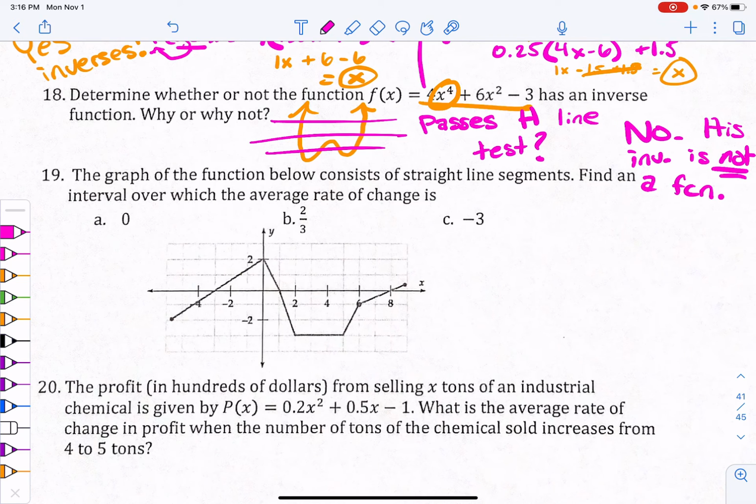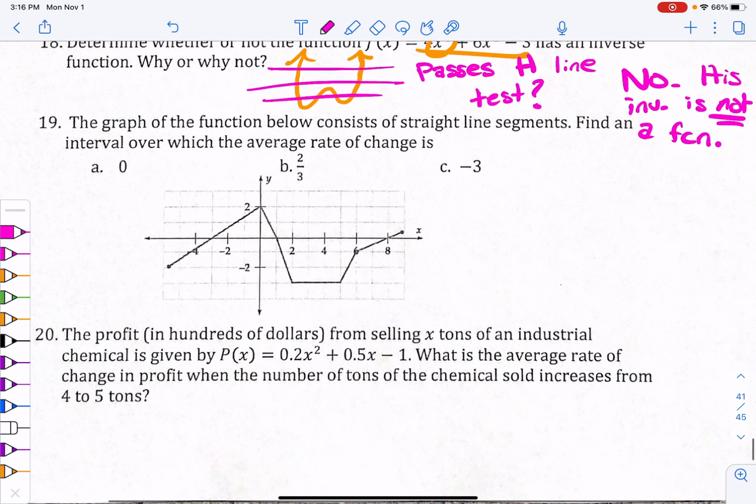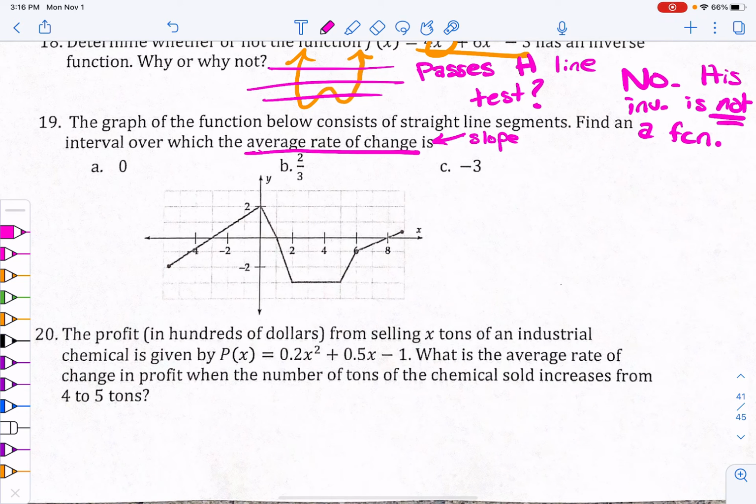19, the graph of a function below consists of straight line segments. Find an interval over which the average rate of change, another word for that is slope, find where the slope is 0. Slope is 0 right here. So we can say, there's a couple of different ways you could write it out. This is 2 and this is 5.